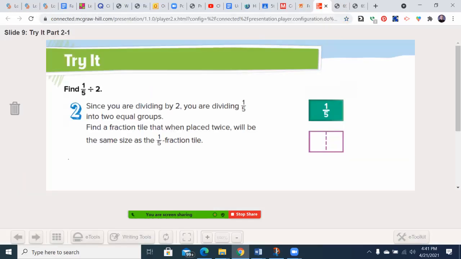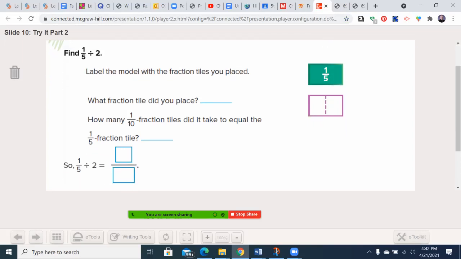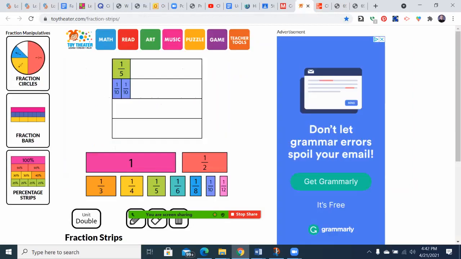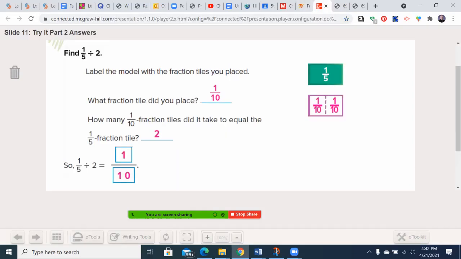Let's see back here at the book. Since you're dividing by 2, you're dividing 1/5 into 2 equal groups. Find a fraction tile that, when placed twice, will be the same size as a fifth. And we just did that. And we placed, and I'm just going to write it here, the 1/10. Ta-da. 2 of them. And so 1/5 divided by 2 is 1/10. So if I take half of these, which is just the 1, it's 1/10. So go ahead and write that in before we talk about it.